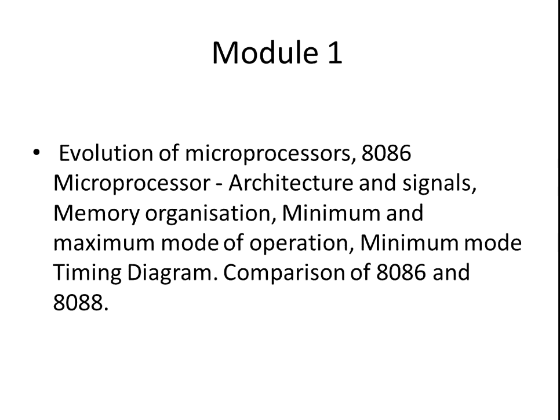Module 1 covers the evolution of the microprocessor, 8086 microprocessor architecture and signals, memory organization, minimum mode of operation, maximum mode of operation, its timing diagram, and then a comparison of the 8086 with the 8088.